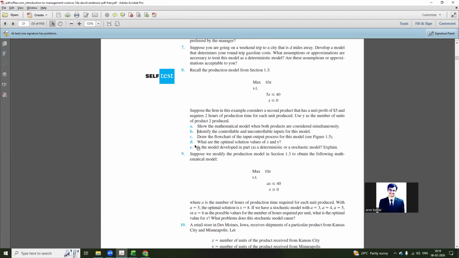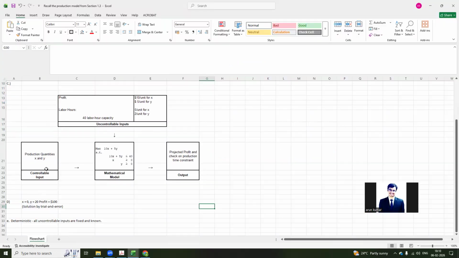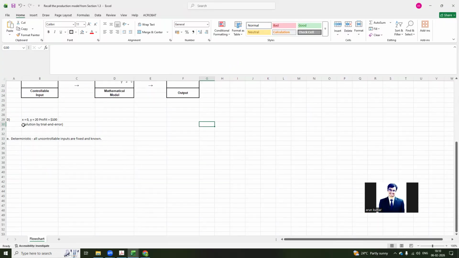Then part D: what are the optimal solution values for X and Y? So here, X equals 0 and Y equals 20. Profit is $100. We have used the trial and error method to get the values here.